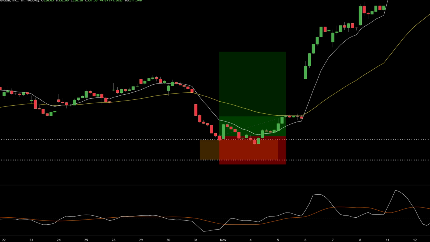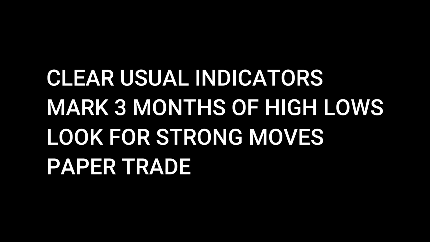It's not guaranteed. So your immediate task is really to wipe out all those indicators on your charts if you have a whole lot of them. Just mark the last 3 months of swing highs and swing lows. Look inside of those. Identify areas where price made some sharp moves. Well, these are your new trading zones.